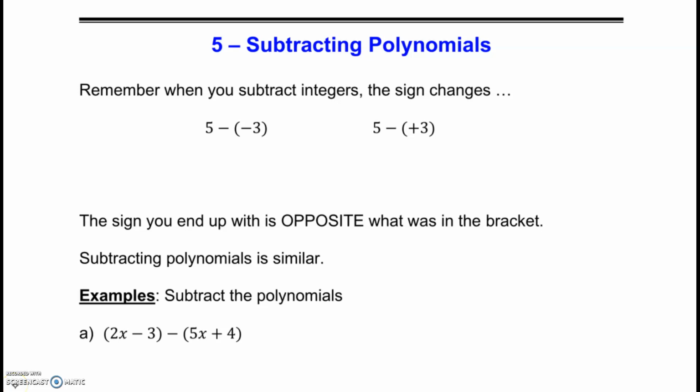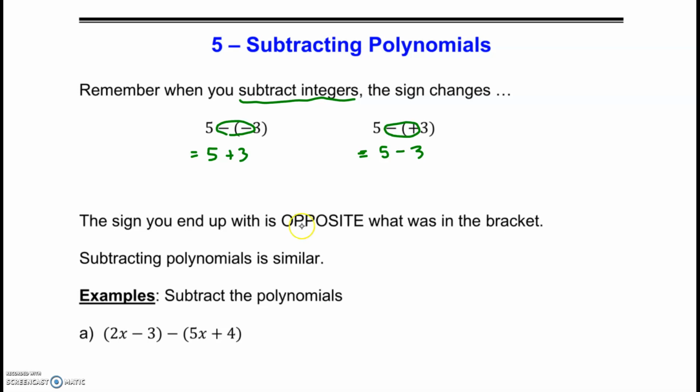In the last lesson, we added polynomials, and today in lesson 5, we're going to be subtracting polynomials. So let's remember that when we subtract integers, the sign changes. For example, if I subtract a -3, 5 minus -3, same signs go to a plus. And here, if I'm subtracting a +3, opposite signs go to a negative or a subtract. So we're going to be using those rules again, just like we saw in the adding.